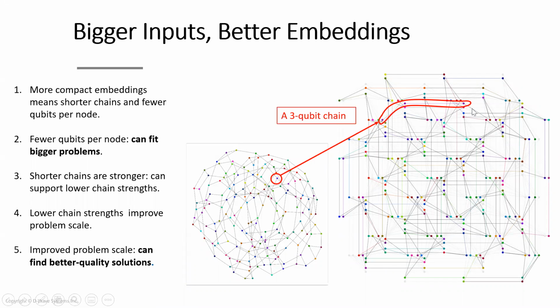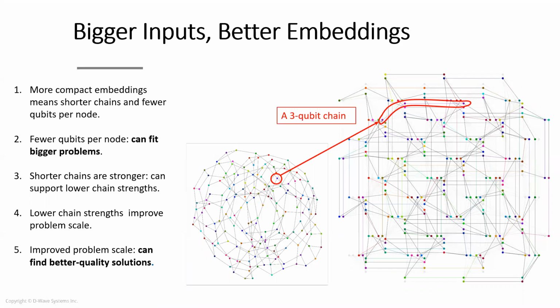And this is a specific example with the Advantage processor. The point here is that because of the higher connectivity, because each qubit is connected to 15 other qubits, whereas in the previous generation each qubit was only connected to 6, we find that typically the embeddings are more compact, so there are fewer physical qubits required to implement each logical qubit. How much more compact depends a lot on the specific problem, but on average it's somewhere between 2 and 4. It will depend on the specific connections of the problems.